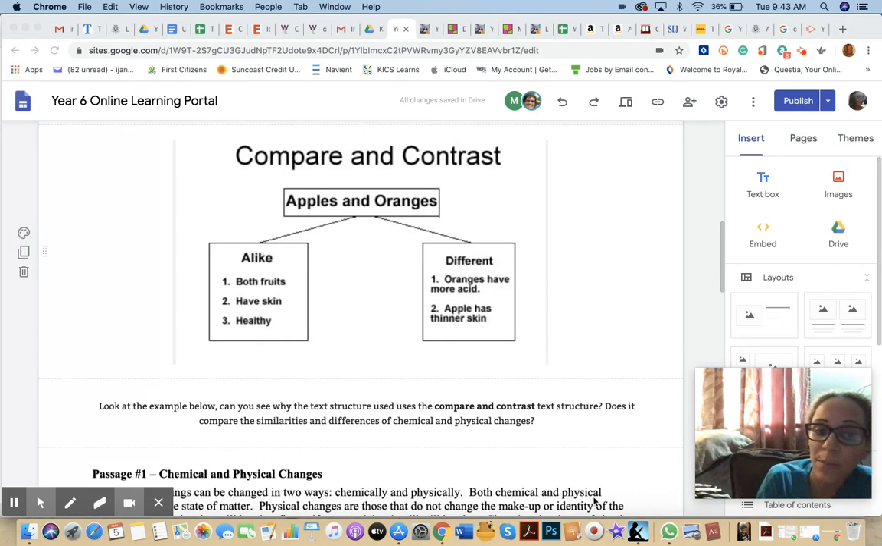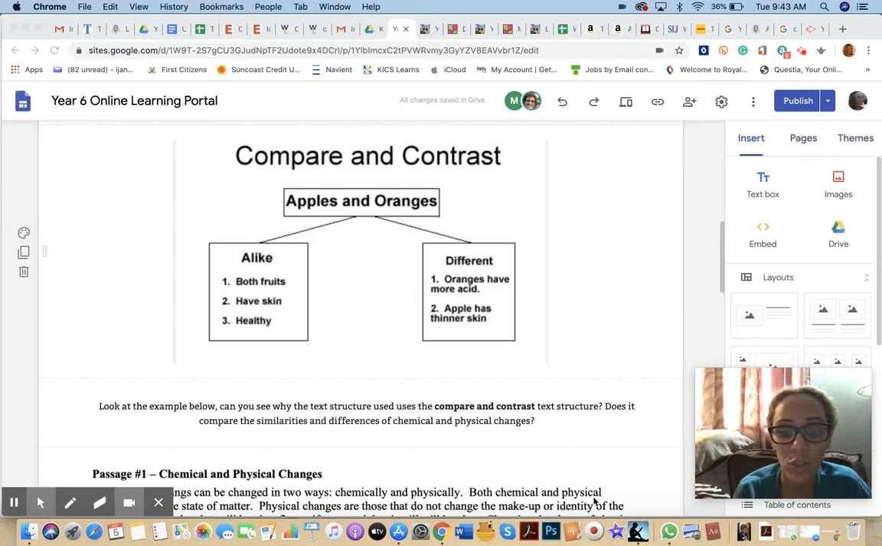The things that are similar or alike are that both are fruits, both have skin, and both are healthy for you. The things that are different are that oranges have more acid, so then apples would have less acid, and apples have thinner skins than oranges. So we're looking at those two fruits and we're seeing what's similar and what's different about them.